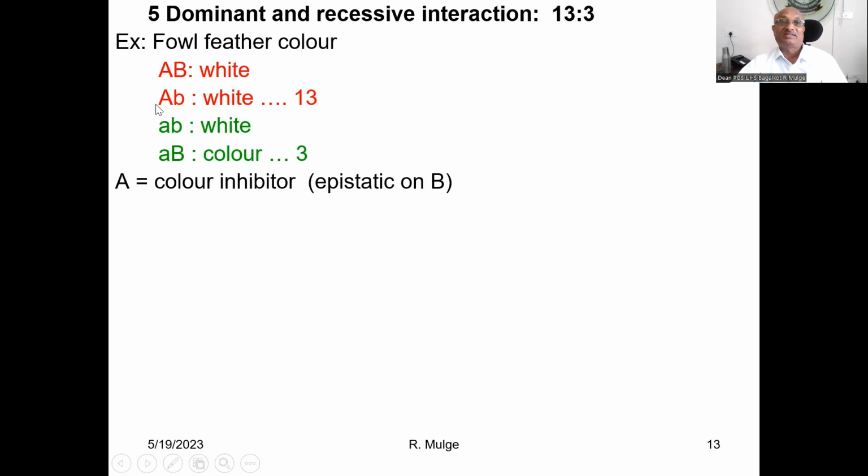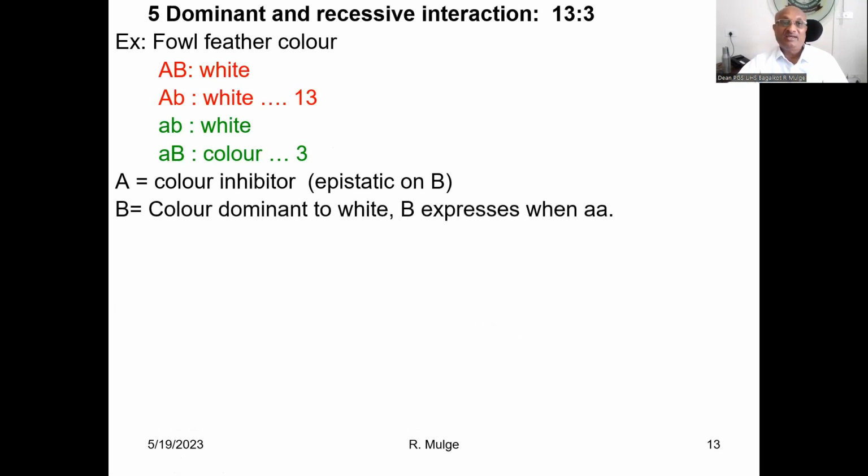Entire thing, all the three, you will get no color. And B, color dominant to white, but B expresses when A is in recessive condition. That's the one thing. B will give you the color, but its expression is there only when A is in recessive condition. So here B cannot express because A is dominant, but here B expresses because it is dominant and A is in recessive condition. So this is called dominant and recessive interaction.